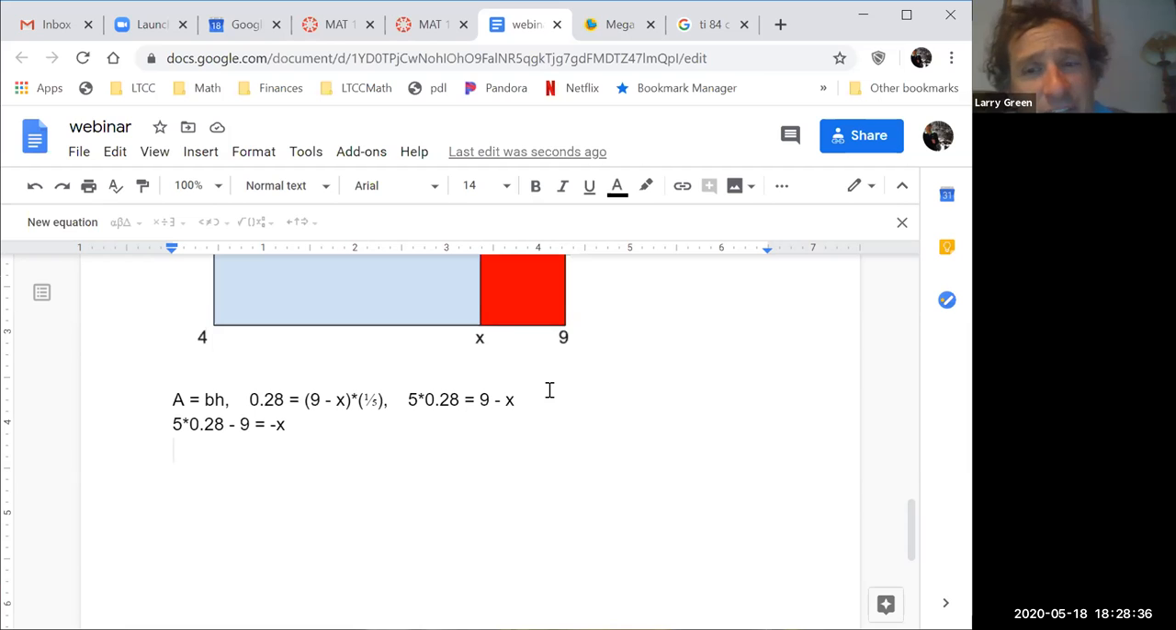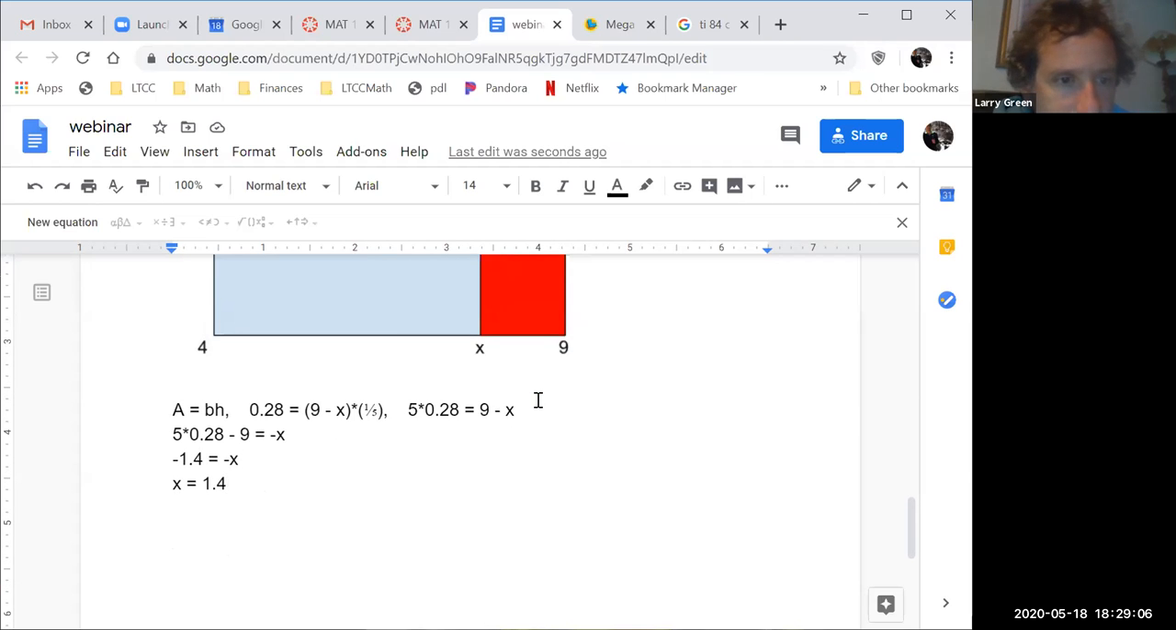Yeah, 1.4, well, close. Negative 1.4 when you do the subtraction. Negative 1.4 is equal to negative x. So if negative 1.4 equals negative x, then the negatives go away, and you can say x is equal to 1.4. Wait a minute. No, it's not negative 1.4. Yeah, it's 7.6. I think I should tell you all that. And then x is 7.6, which I know because it's got to be kind of close to 9.